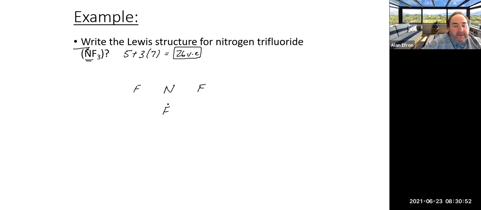The question may be, I put the fluorine down here. Could I put the fluorine up on top? The answer is yes. I could put it in either location. I could have done it up on top or on the bottom like I did. It's perfectly okay either way.